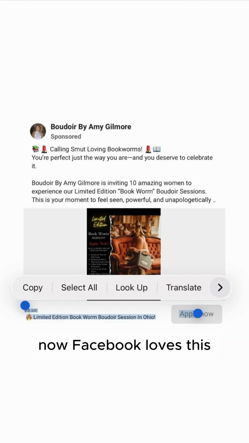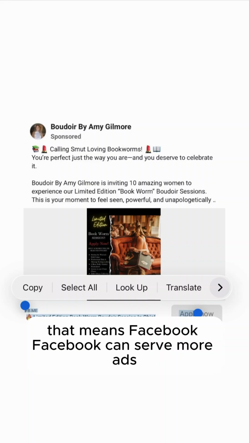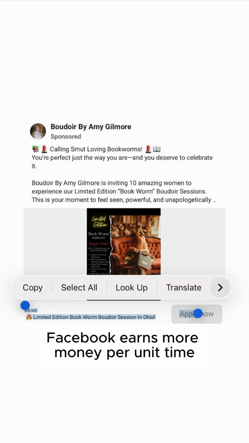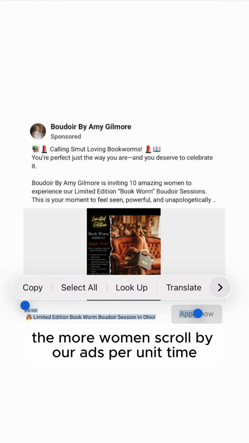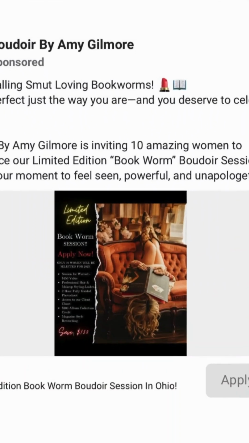Now, Facebook loves this because the more women that scroll by our ad per unit time, that means Facebook can serve more impressions of other advertisers' ads per unit time. Facebook earns more money per unit time the more women scroll by our ads. So we never want to follow what Facebook recommends for that reason.